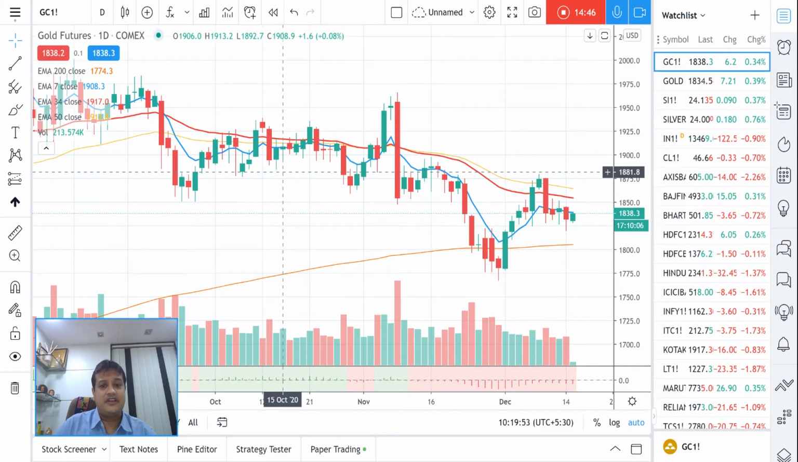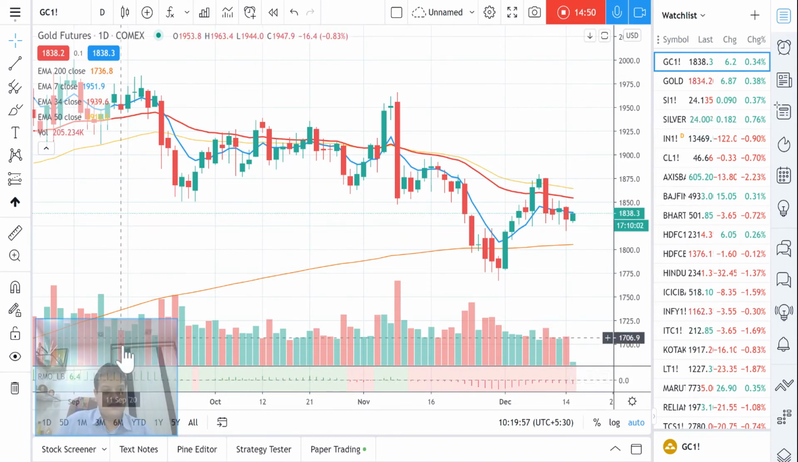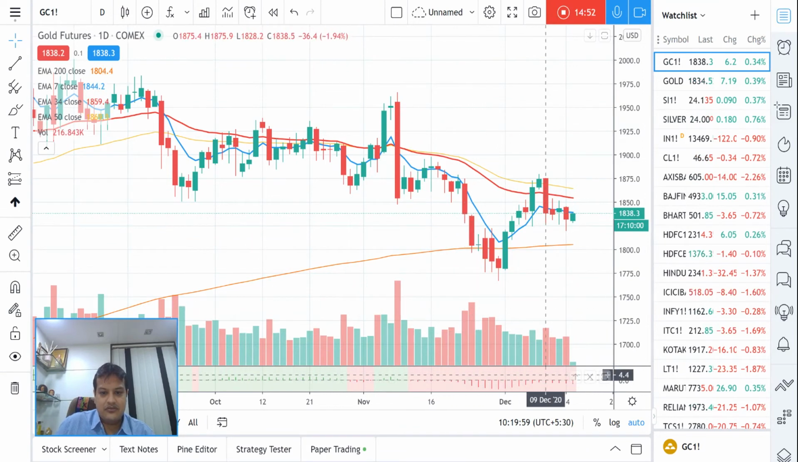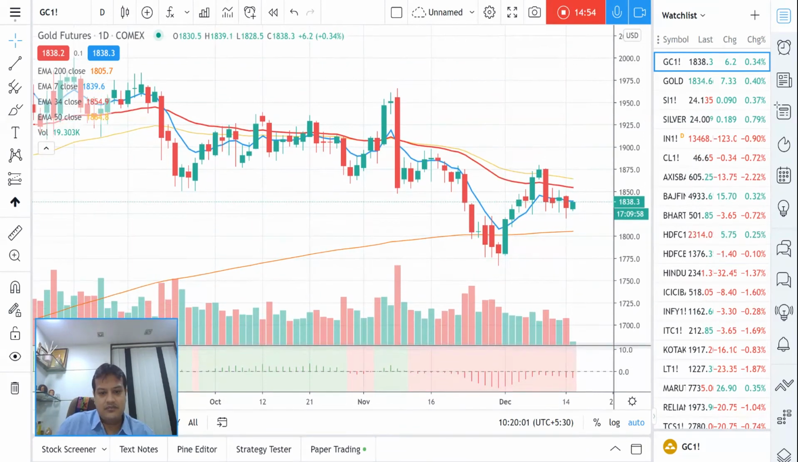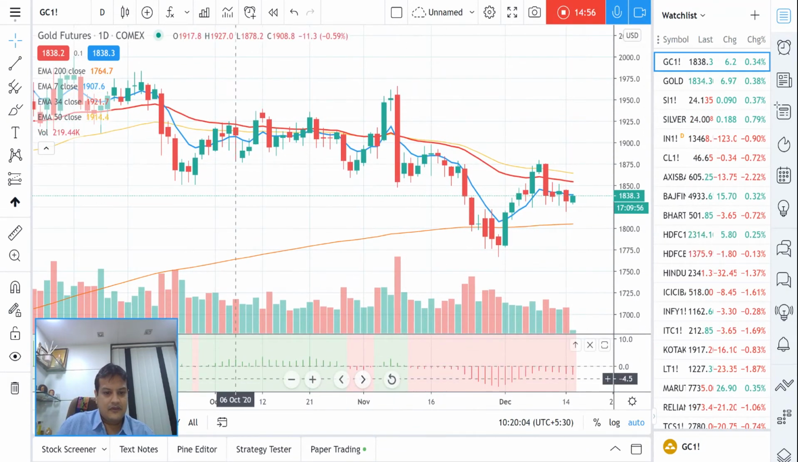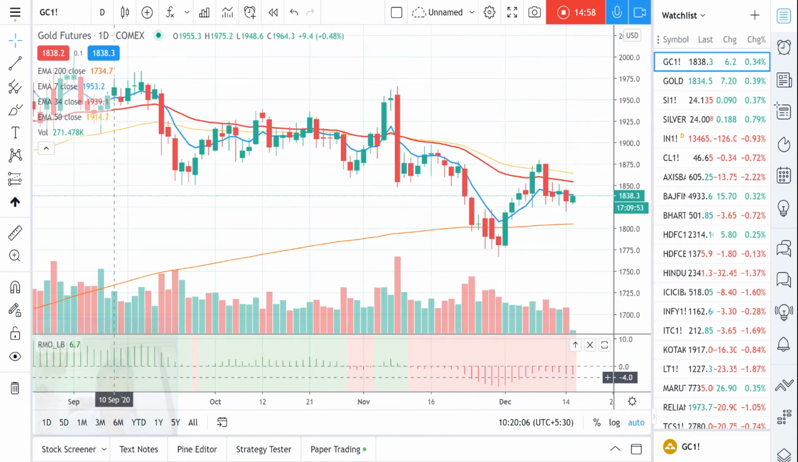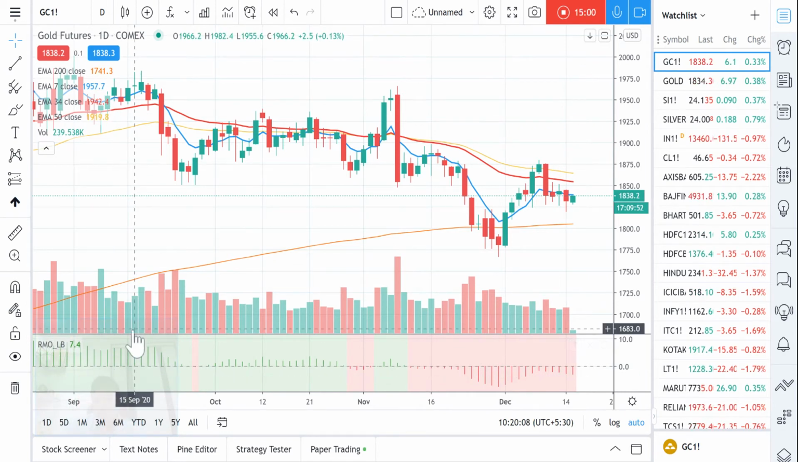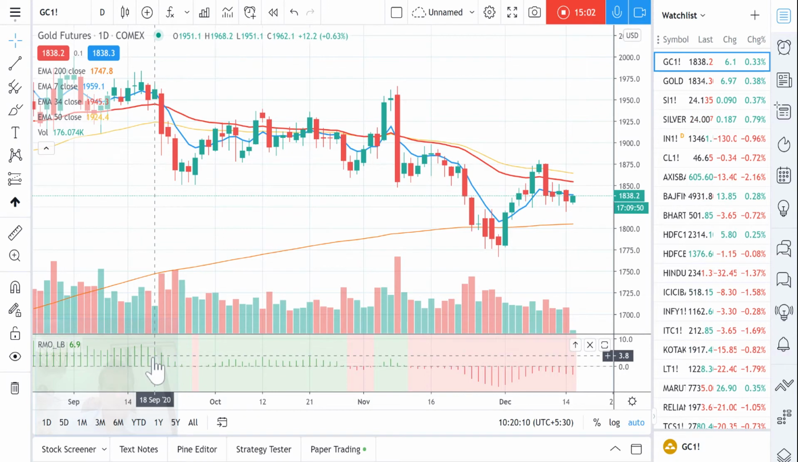So this is something we need to understand. Now we'll come back to this. Okay, so I'll just put this chart up. So what is this RMO? Why is this RMO also being part of this study of the moving averages?